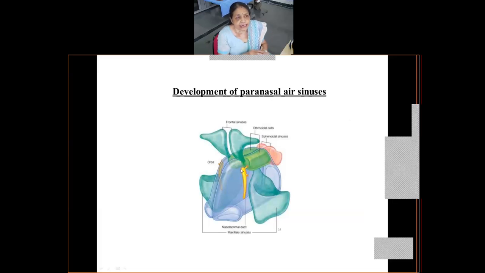But this paranasal sinus, they will be covered by the respiratory epithelium. These are outgrowth of the nasal cavity and they entered into the surrounding cranial bone. So when they entered into the frontal bone, that is known as the frontal air sinus. When they enter into the maxillary bone, that is known as the maxillary air sinus. When they enter into the sphenoid bone, that will form the sphenoidal air sinus. They also enter into the ethmoid bone, that is present in our nose, in the upper part of the nose. That bone is the ethmoid bone, and they enter in the ethmoid bone, and they will form the ethmoidal air sinus. Is it clear?